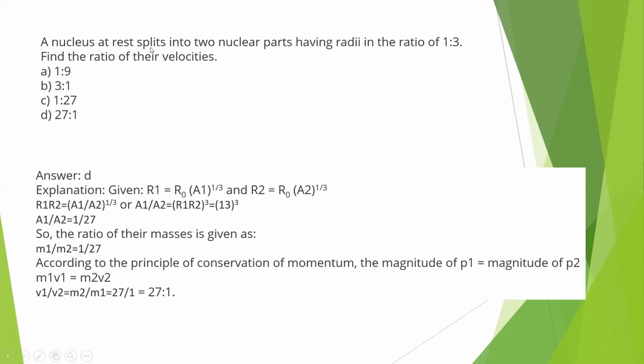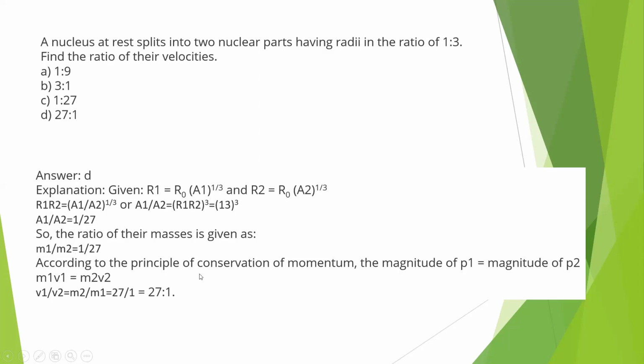A nucleus at rest splits into two nuclear parts having radii in ratio 1 is to 3. Find the ratio of their velocities. We have the equation R equal to R0 A to the power 1 by 3. If R1 is the radius of the first nucleus and R2 is the radius of the second nucleus, then R1 is equal to R naught A1 to the power 1 by 3, R2 equal to R naught A2 to the power 1 by 3. If you divide R1 by R2, you will get A1 by A2 equal to 1 by 27. So the ratio of their masses is M1 by M2 equal to 1 by 27.